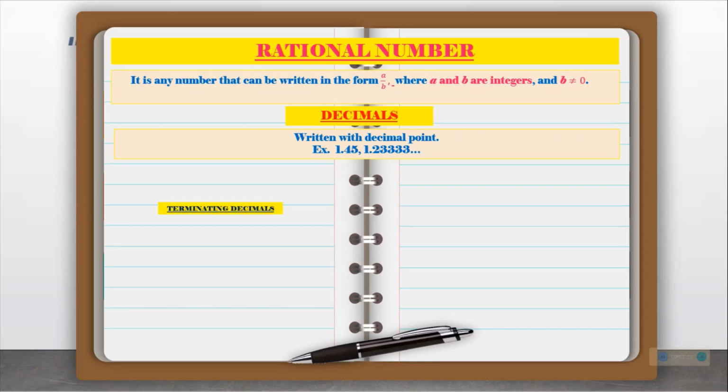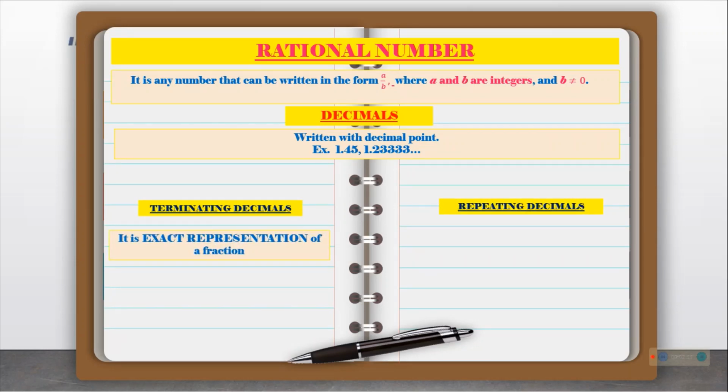Under decimals, we have terminating decimals and repeating decimals. A terminating decimal is an exact representation of a fraction, while a repeating decimal is a decimal in which a pattern of digits repeats itself indefinitely. So, kapag sinabing terminating decimals, limited lang siya, hanggang dun lang, stop. Pero pag repeating decimals, continue siya, lalo na kung may nakalagay na siyang ellipsis. So, paulit-ulit lang yung numbers. Hindi na siya matatapos. So, that is forever.